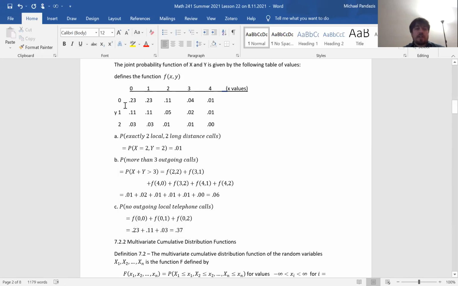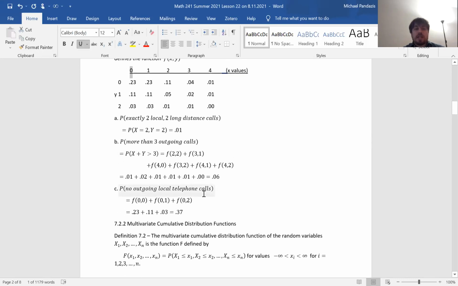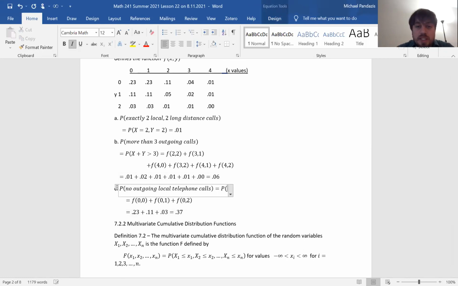So that's the probability of no local telephone calls when the probability x equals 0. So this is equal to the probability that x equals 0, and y could be anything. So I'm going to write y being anything as 0 less than or equal to y, less than or equal to 2. Okay.